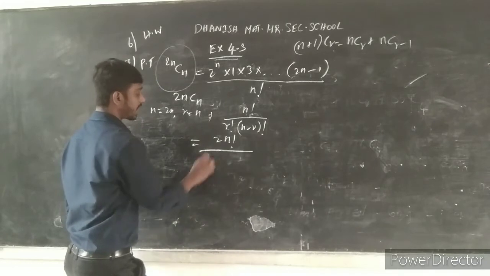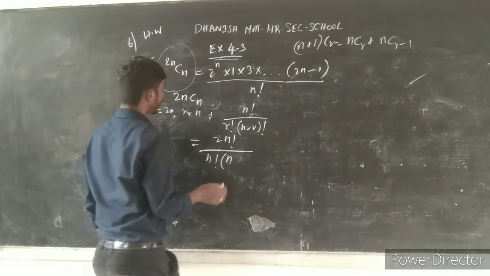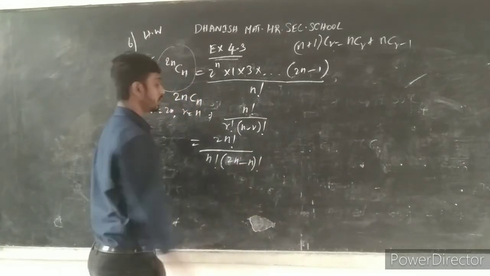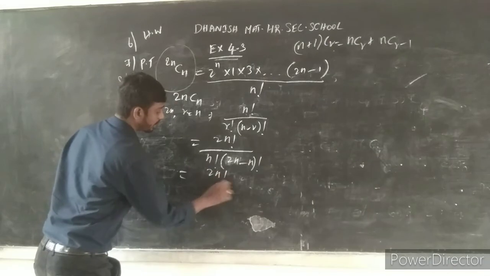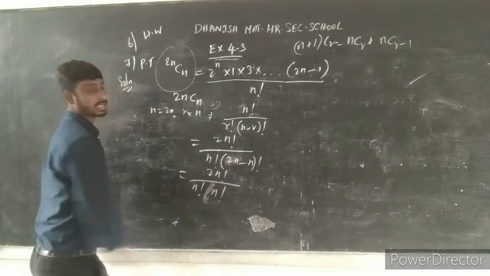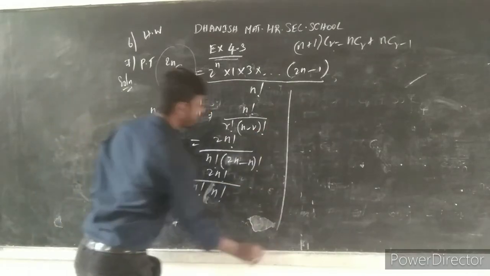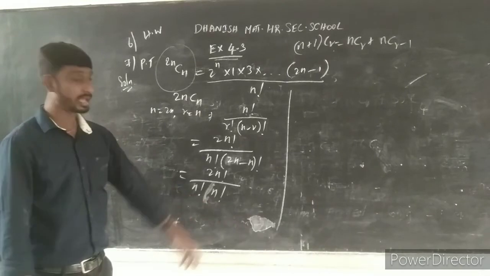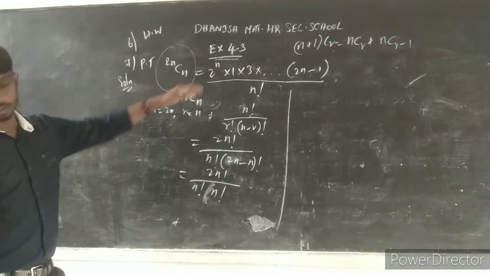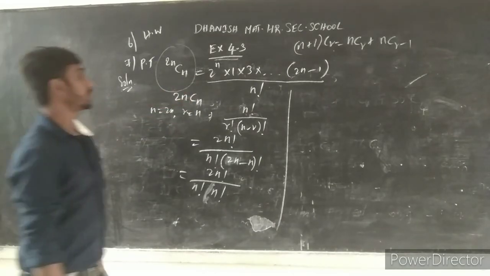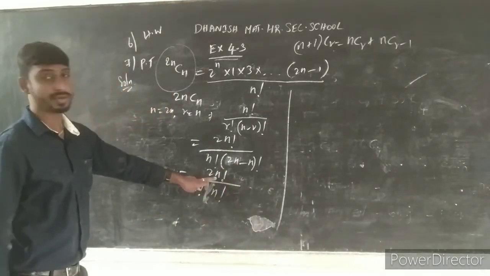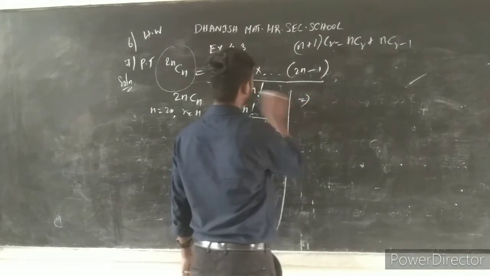Divided by, what is the r value? n factorial into, what is the n value? 2n. So r value n, this will be factorial like this. You will be getting 2n factorial divided by n factorial into n factorial, because 2n minus n will be n here. So 2n factorial divided by n factorial into n factorial. Now we are going to abbreviate this 2n factorial and solve the right side.